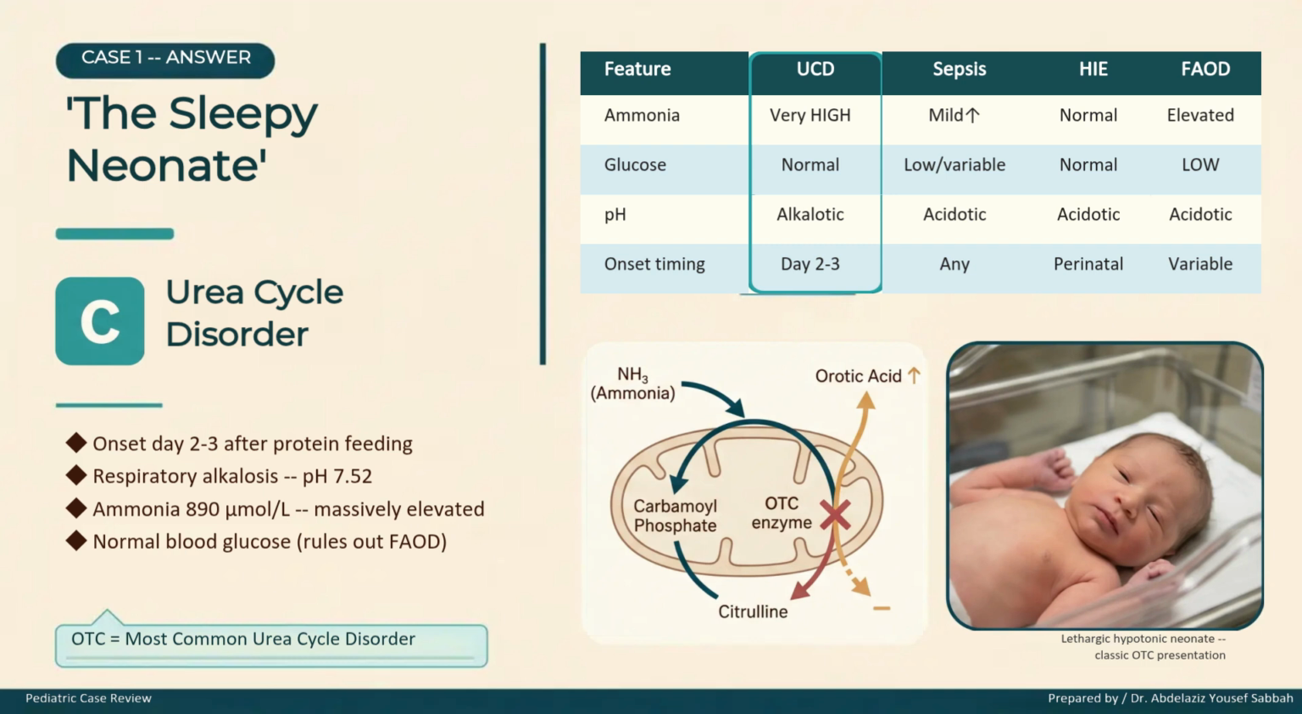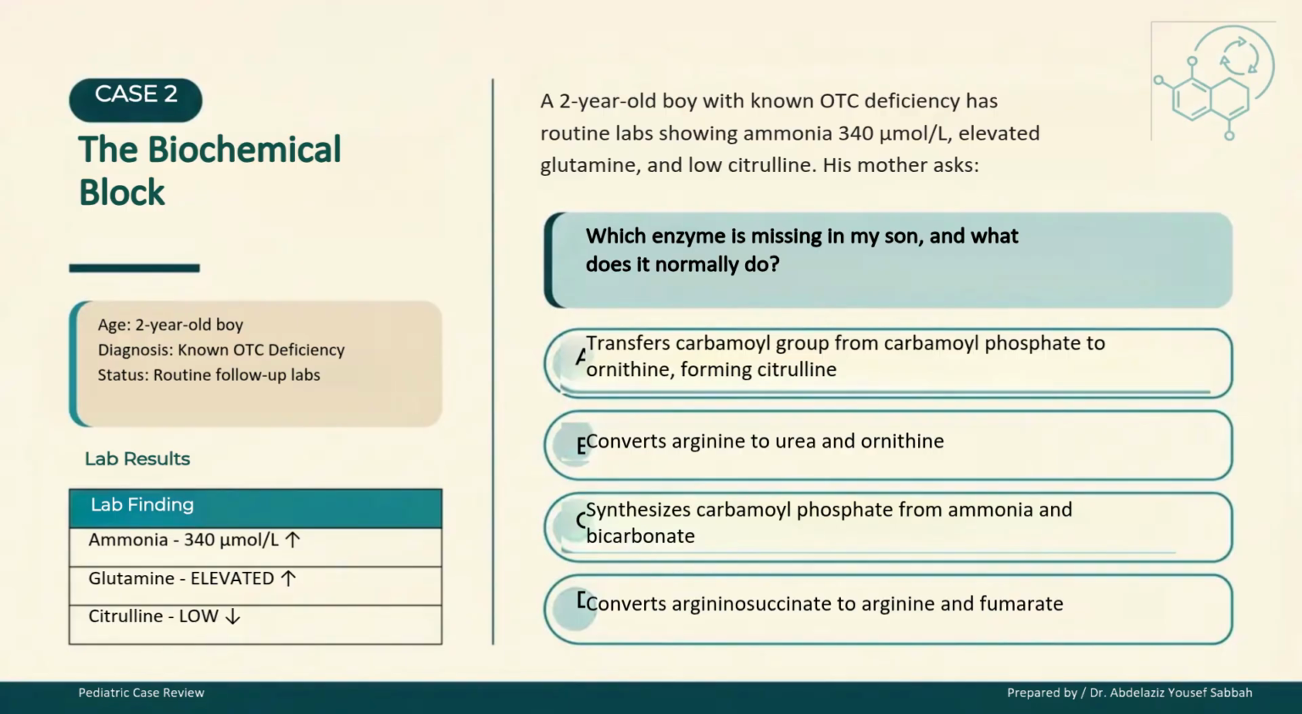Very high ammonia, normal glucose, alkalotic pH, day 2 to 3 onset, that's urea cycle disease until proven otherwise. OTC is the most common of these disorders. Case 2. A 2-year-old boy with known OTC deficiency comes for routine labs.